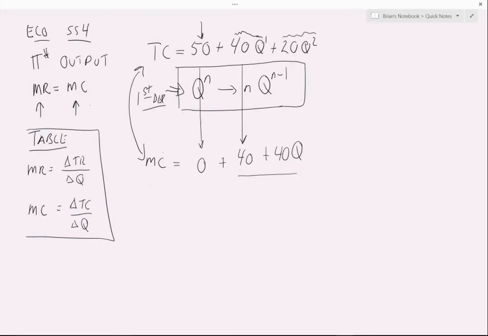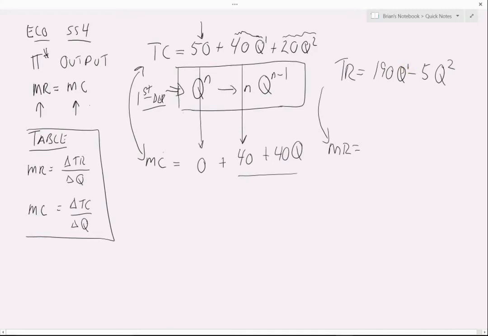Let's do it again for a total revenue. Suppose they gave us total revenue equal to 190q minus 5q squared. So can we take the first derivative here to get down to marginal revenue? So this is something that you should be able to do. So let's just do it here.